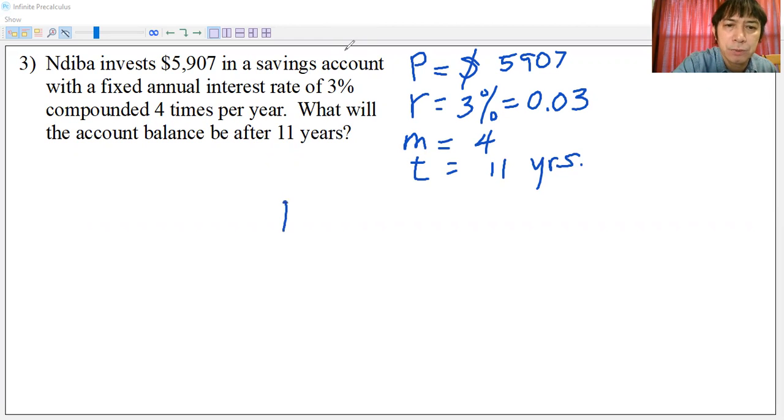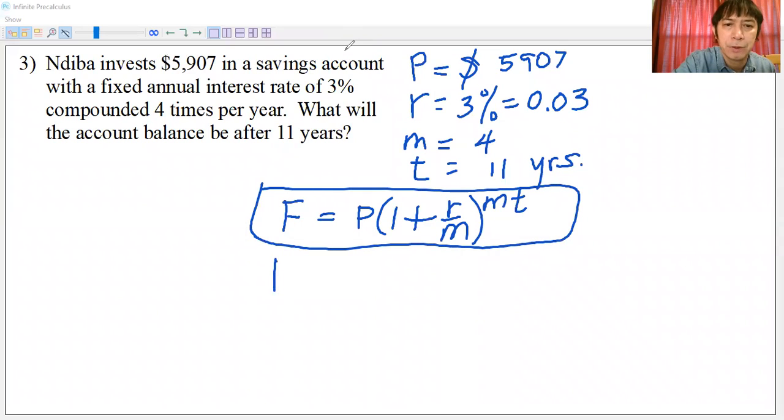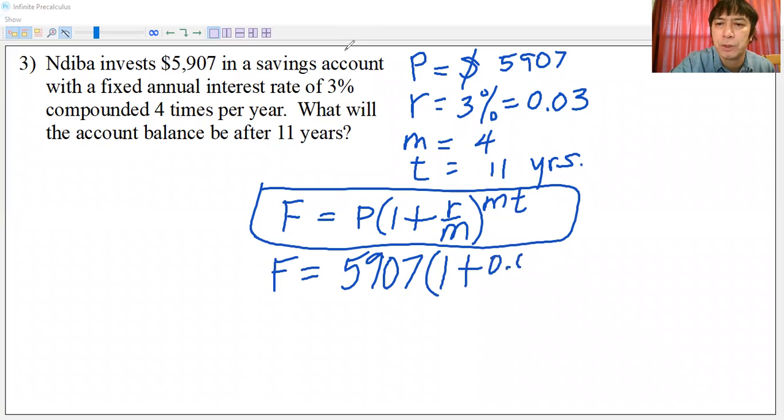Our formula is final amount is equal to present amount times the quantity 1 plus R over M raised to the power, the product of M and the time. So we shall always remember this formula. This will be equal to 5907 times the quantity 1 plus 0.03 over 4, close parentheses, raised to the power, the product of M and T. So that's 4 times 11 there.